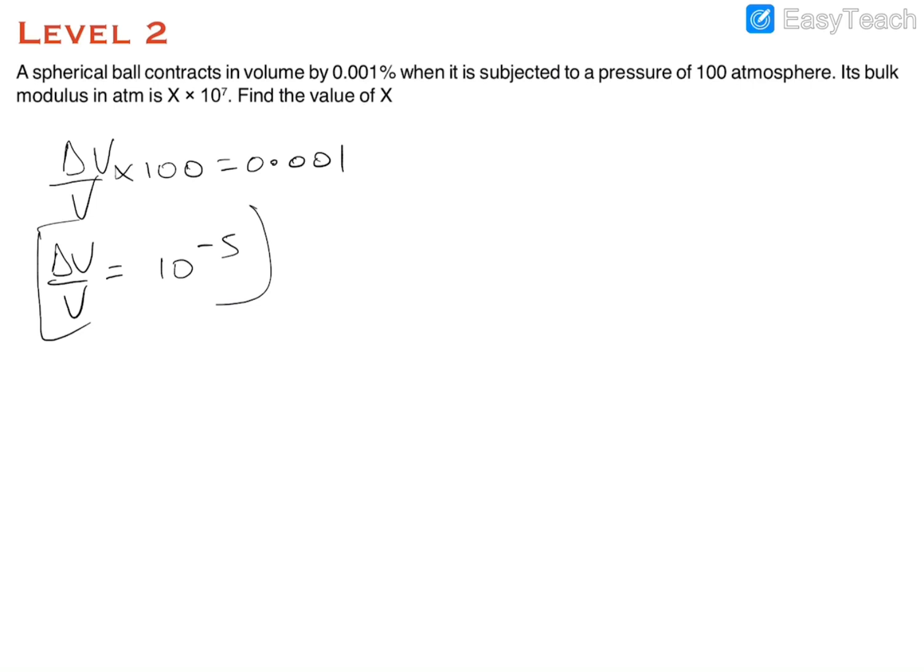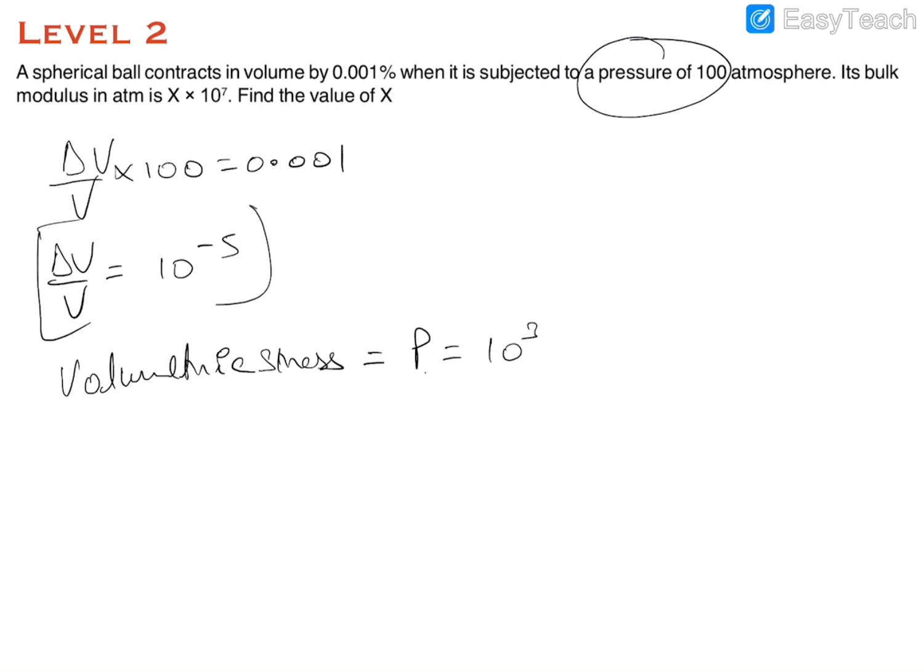Now pressure, we know that the volumetric stress is also called pressure. So volumetric stress will be equal to pressure, and pressure is equal to 100 atmosphere, which is 10 raised to power 2 atm, and 1 atm is 10 raised to power 5 pascals, so it is 10 raised to power 7.